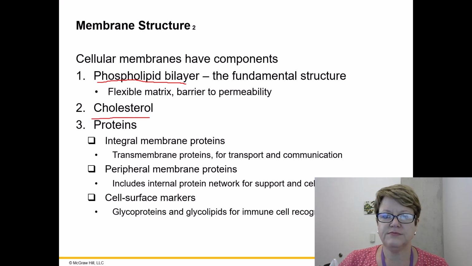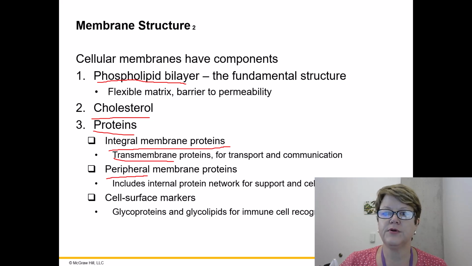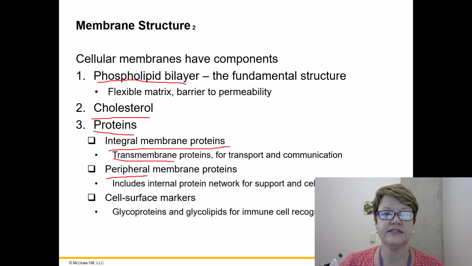The cholesterol is embedded in the hydrophobic section of the phospholipid bilayer. And then the proteins, if they go partially across the membrane, they're called integral. If they go all the way across, they're called transmembrane. And if they're only sticking on one side or the other, they're called peripheral. And so these proteins serve purposes. Some of them are just attaching to the extracellular matrix or to the cytoskeleton.